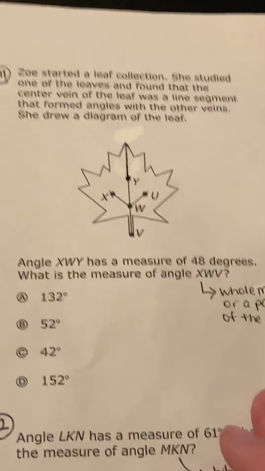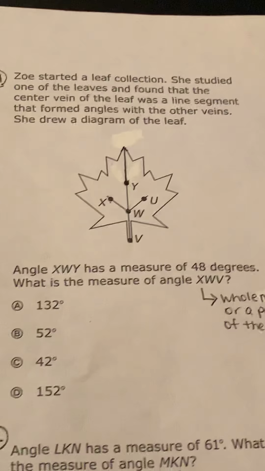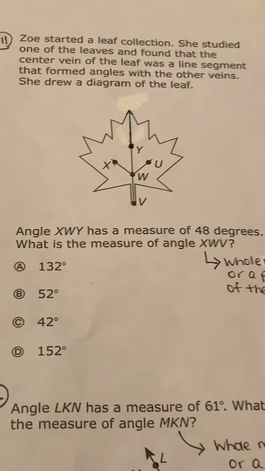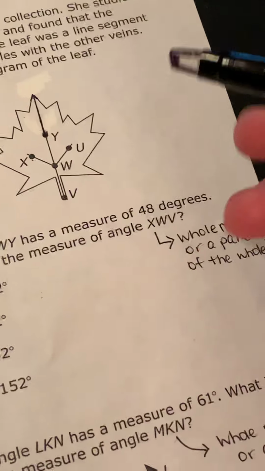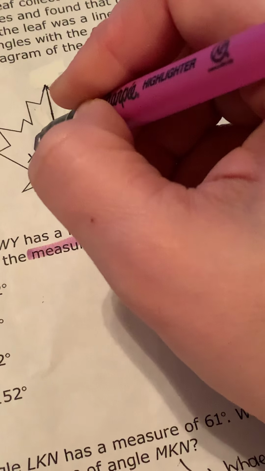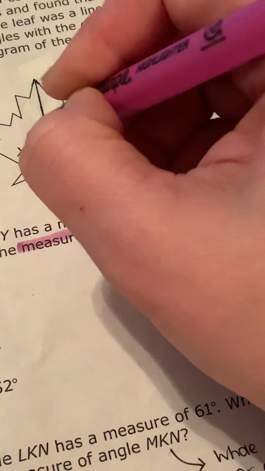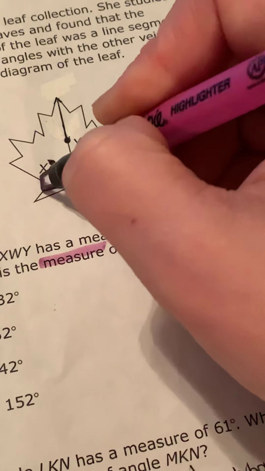All right, the next one. Girls, read us about Zoe. Boys, y'all should be looking along. All right, what are we looking for, boys? What's the summary? We're looking for the measure of angle XWV. XWV. So from this to this is missing.